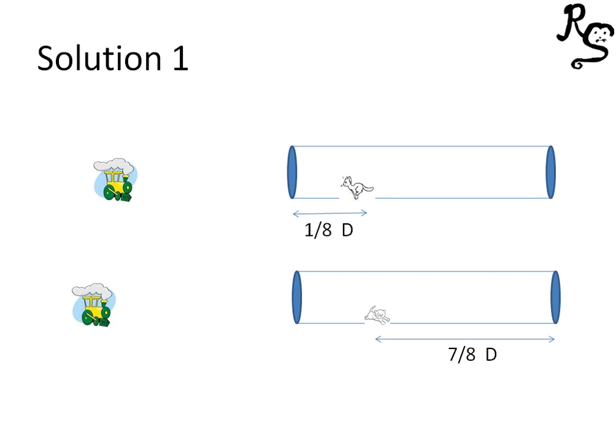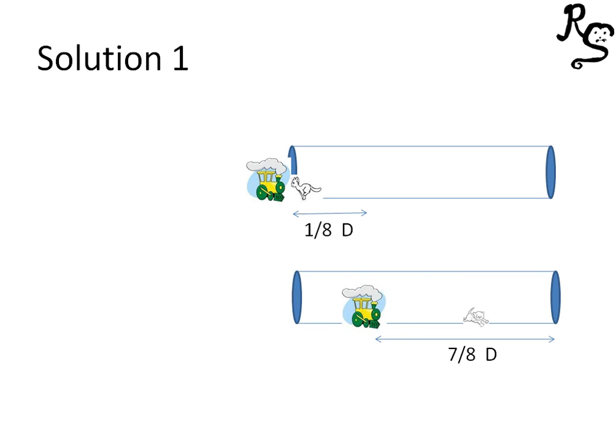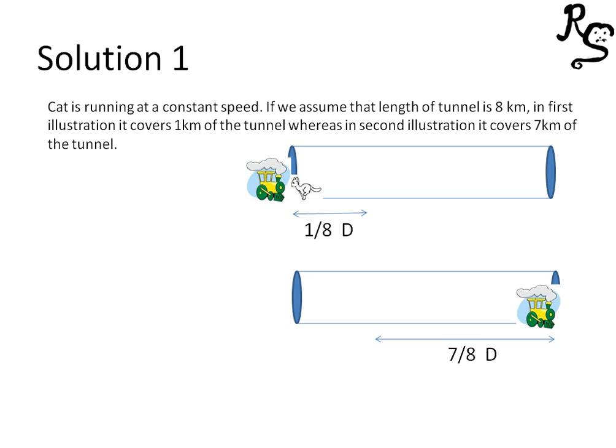Now, from the illustration we can see the cat was at 1/8 of the distance of the tunnel. It tries to run to the entrance and meets the train at the entrance, whereas in the second part of the question, when it tries to run to the exit, it is caught by the train exactly at the exit. We can see that the cat is running at a constant speed. If we assume that the length of the tunnel is 8 kilometers, in the first illustration it covers 1 kilometer of the tunnel towards the entrance, whereas it is covering 7 kilometers towards the exit end.